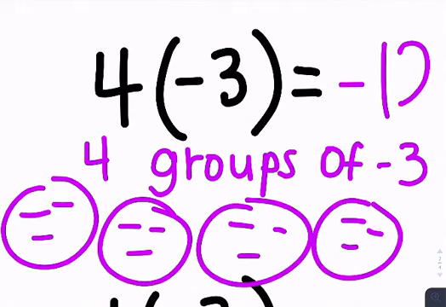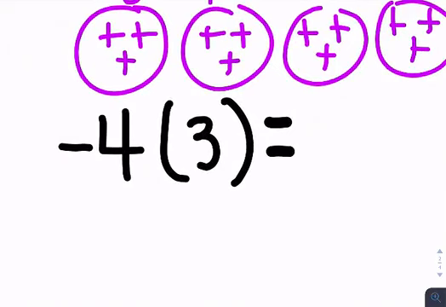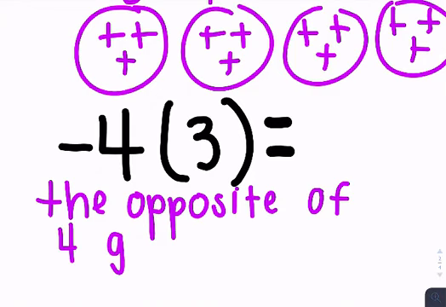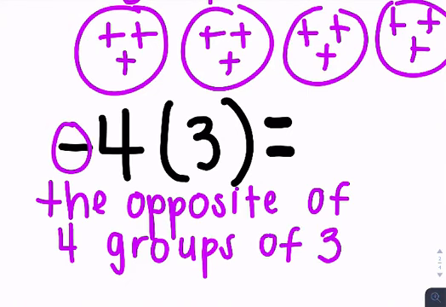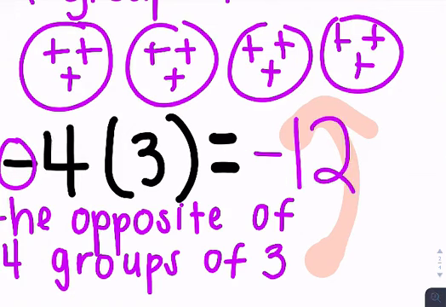So now I have 12 negatives altogether. All right, this next one I want to say is the opposite of 4 groups of 3. That negative out front also can mean the opposite. So I have 4 groups of 3 right up here. If I took the opposite of that, all of those positives would become negative. So this would be negative 12.